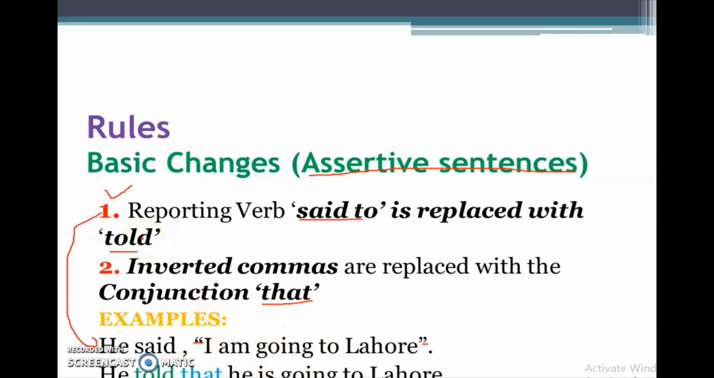These are the two basic rules, and these rules must be followed while changing the sentence from direct speech into indirect speech. Let's discuss the next rules.